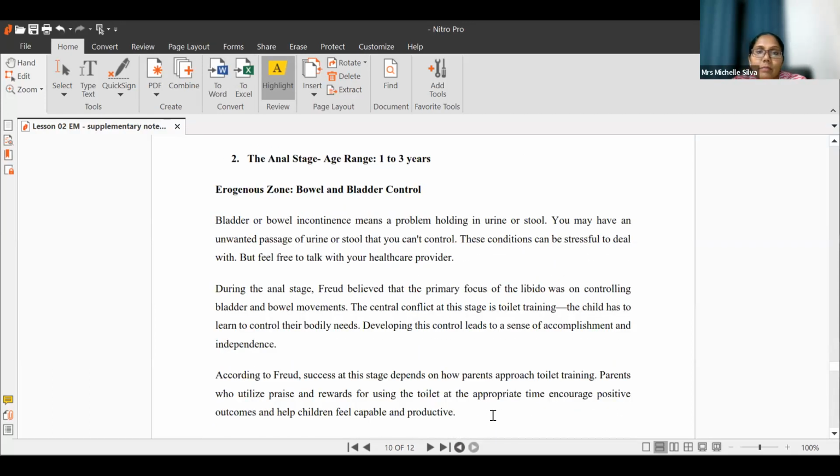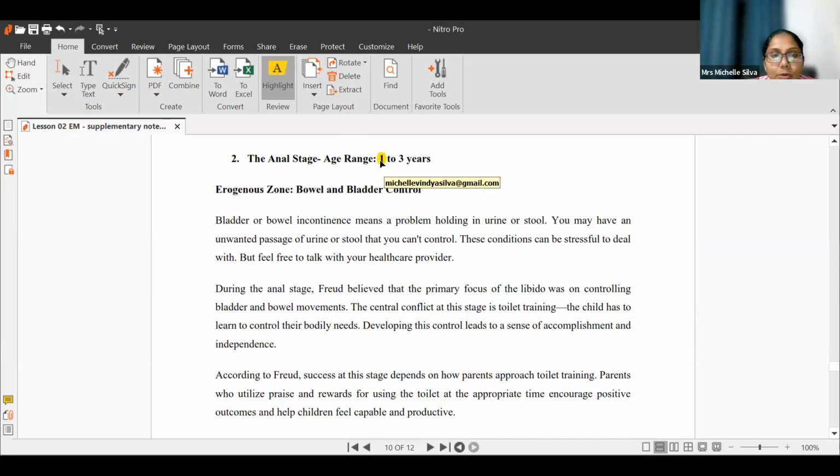So the age range is 1 to 3 years. The erogenous zone is bowel and bladder control. As I told you, some books say it's between 2 to 4 years, and some books say it's 1.5 years to 4 years. Anyhow, please keep in your mind that it's between 1.5 years to 4 years.